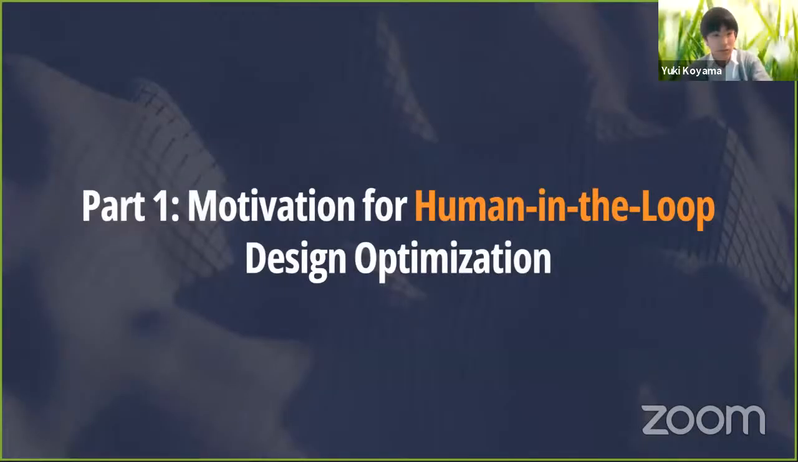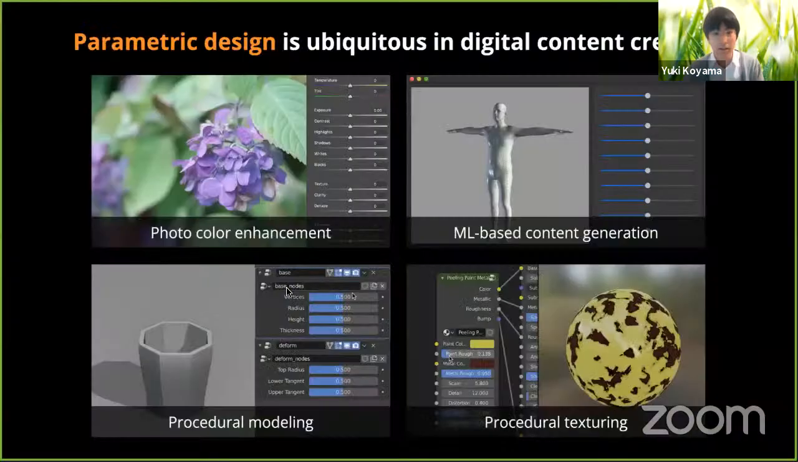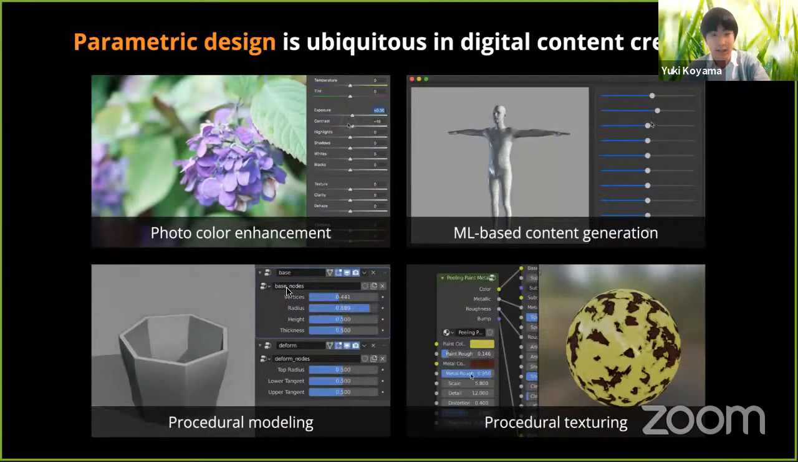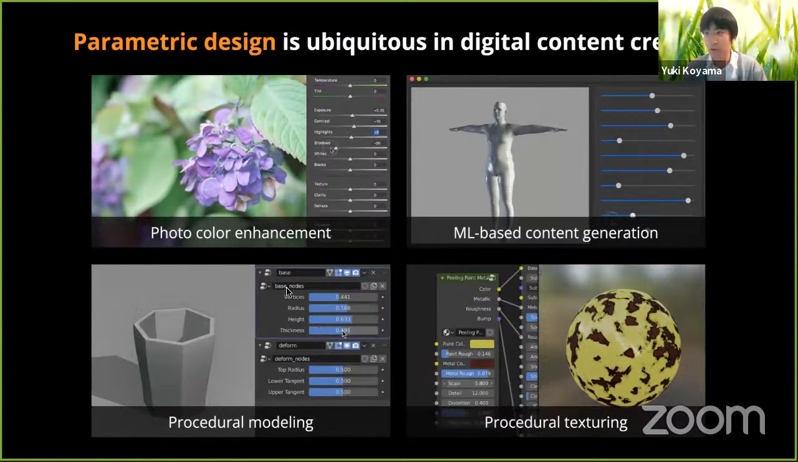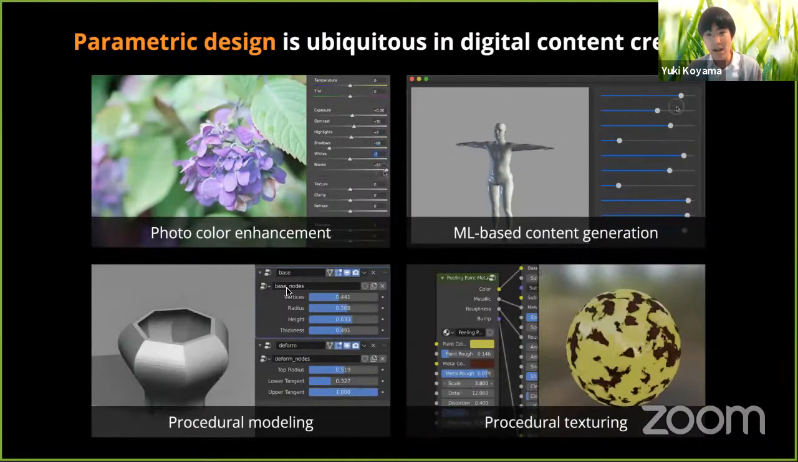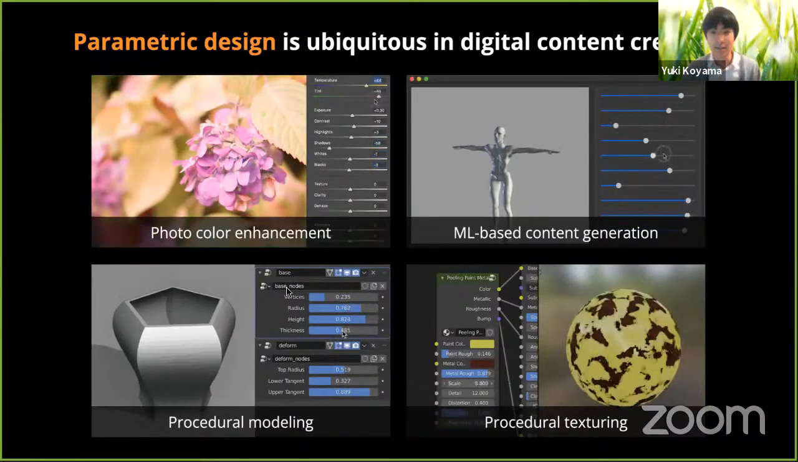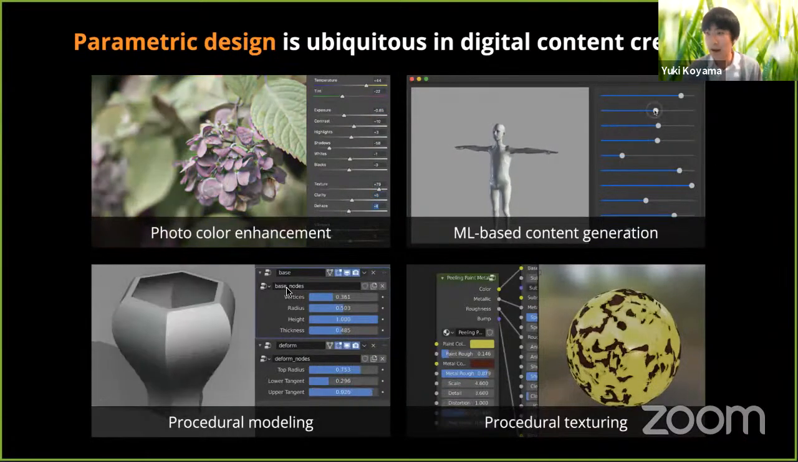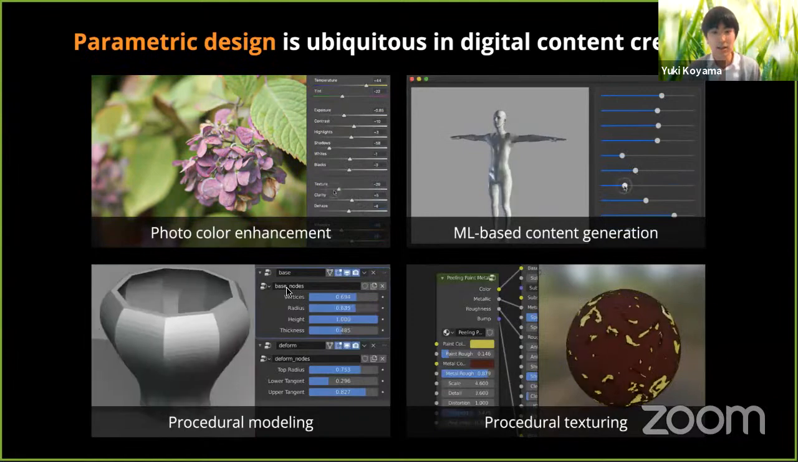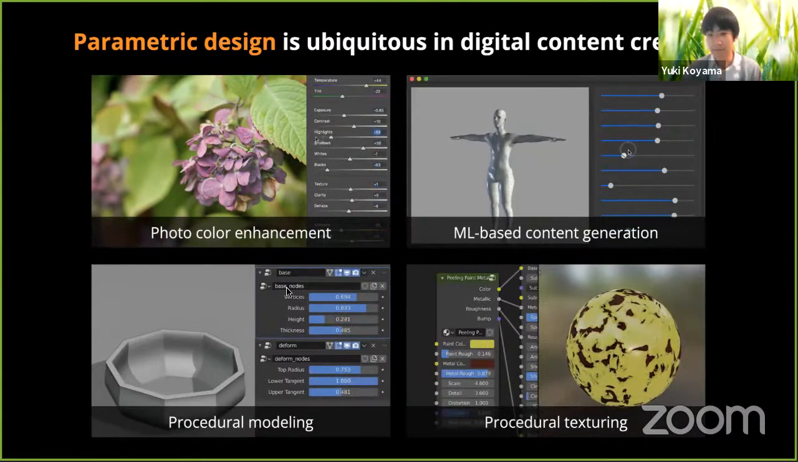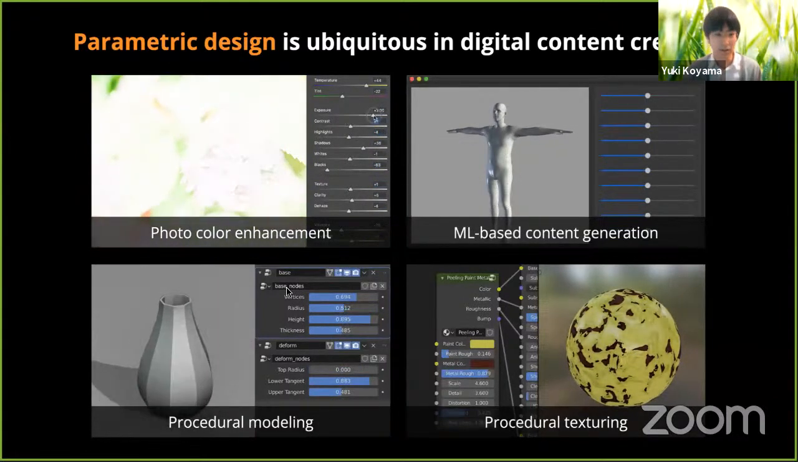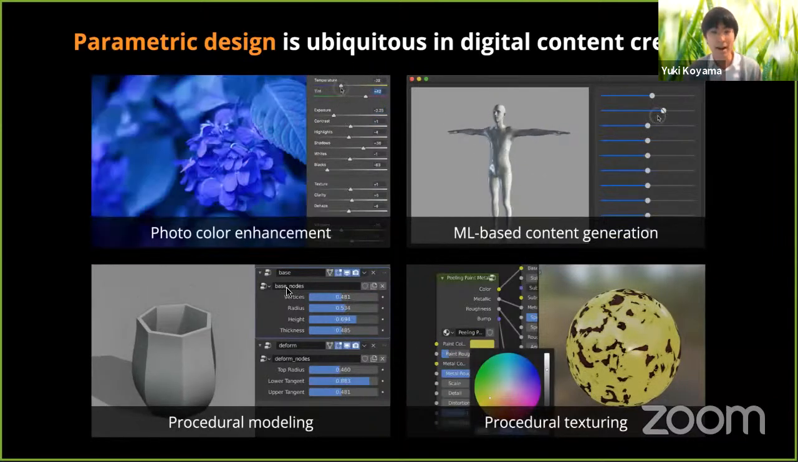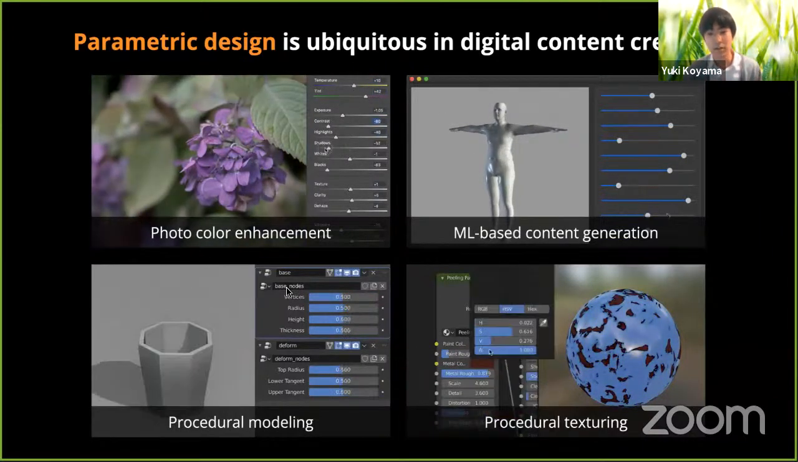Okay, so let me begin with the motivation for human-in-the-loop design optimization. So parametric design is the design problem where the design variation is determined by a set of parameters, and the goal is to find the best parameter configuration. And many digital content creation scenarios involve parametric design. For example, photo color enhancement is one of the most common scenarios.